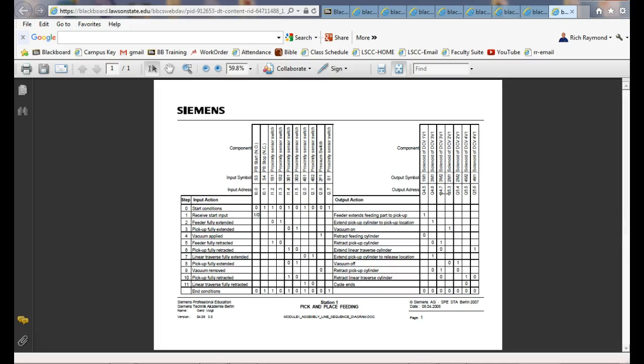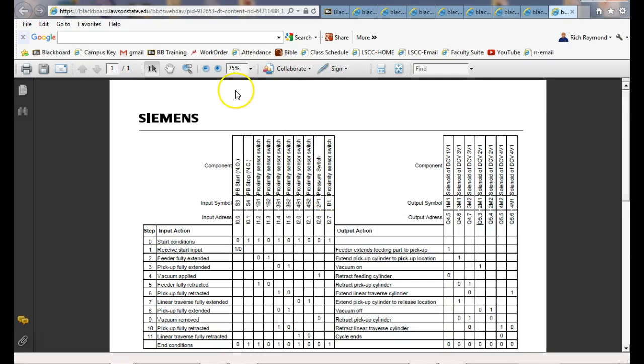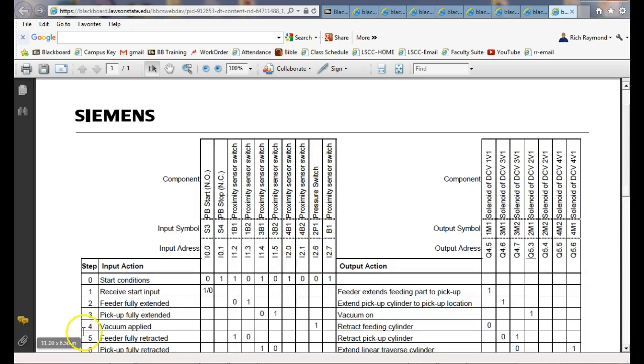Now this is really neat because this would be really good for actually troubleshooting the PLC. So right off the bat, y'all see this? What it does is it tells us the start condition. If my thing won't start, I hit that button and it doesn't do anything.